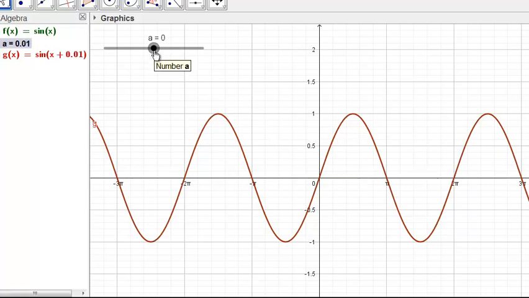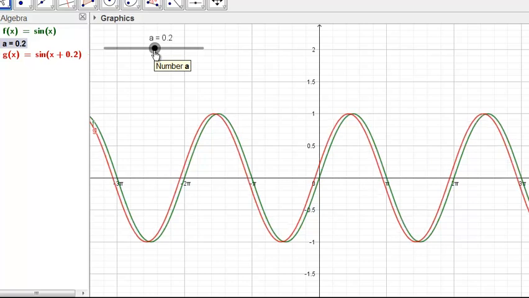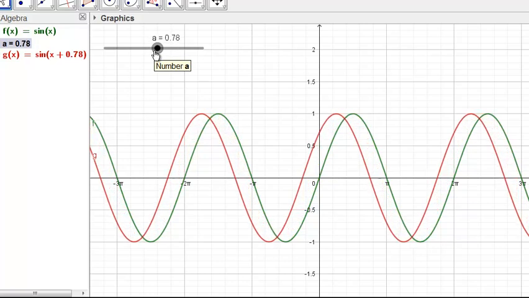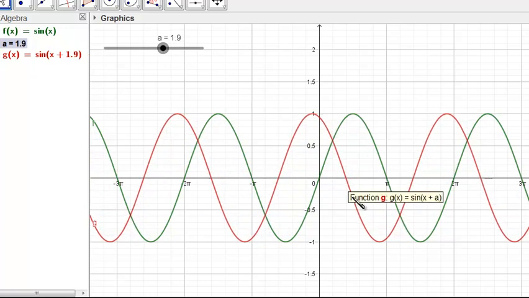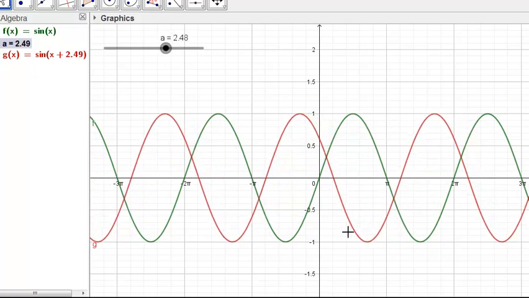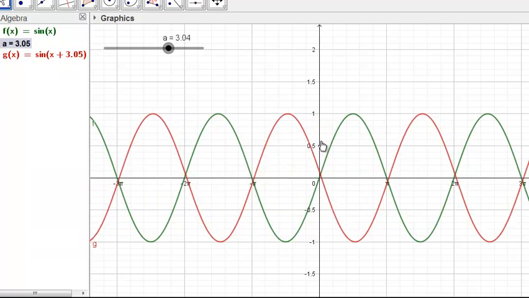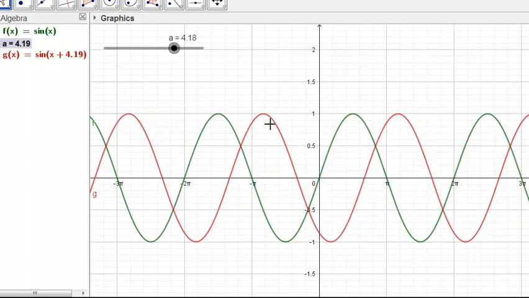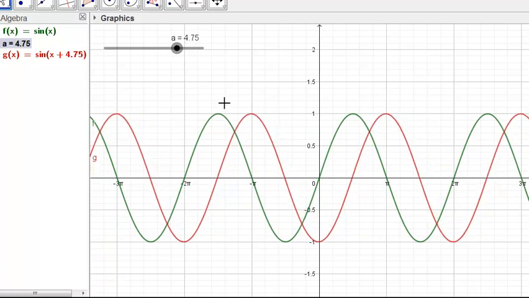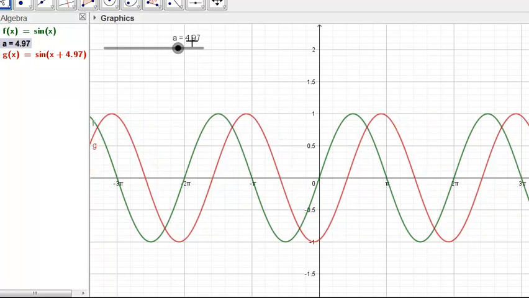So let's take a look at that. So I'll just go increasing the value of a. Notice what's happening. You can definitely see that there are two different functions here. This function and this function are definitely not the same. But notice what's happening, right? So look at the value of a, it's 4.97.